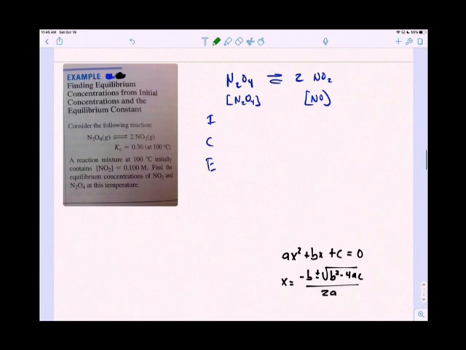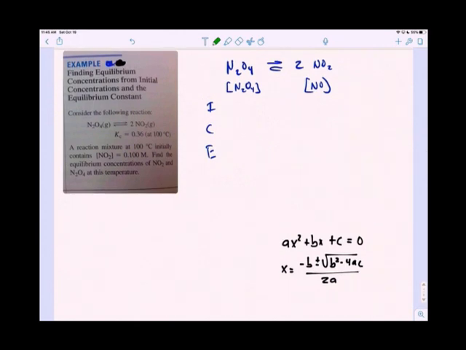All right, now let's do a dreaded one. We have to use the quadratic equation. Okay, so consider this reaction here. N2O4 in equilibrium with 2 NO2s. Kc is 0.36. Reaction mixture contains 0.1 molar nitrogen dioxide. What is the equilibrium mixture?